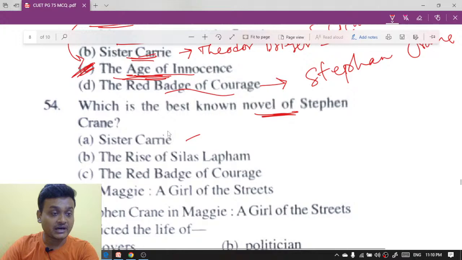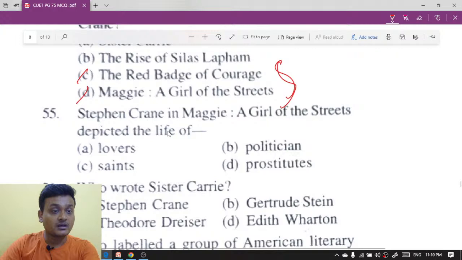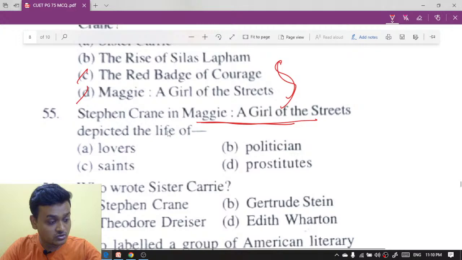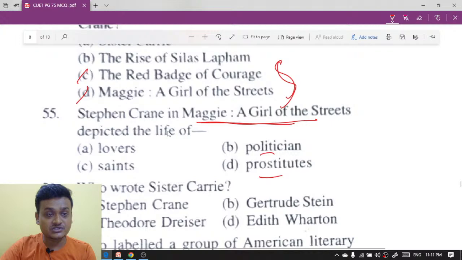Stephen Crane in Maggie, A Girl of the Streets, depicted the life of lovers, saints, politician, prostitute. So Stephen Crane in Maggie, A Girl of the Streets, is about the prostitute. So D is the right option.